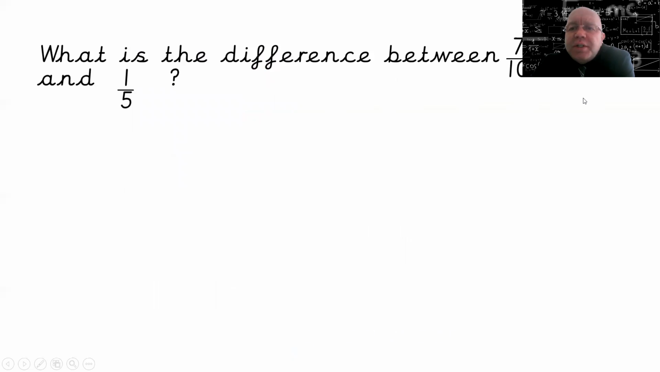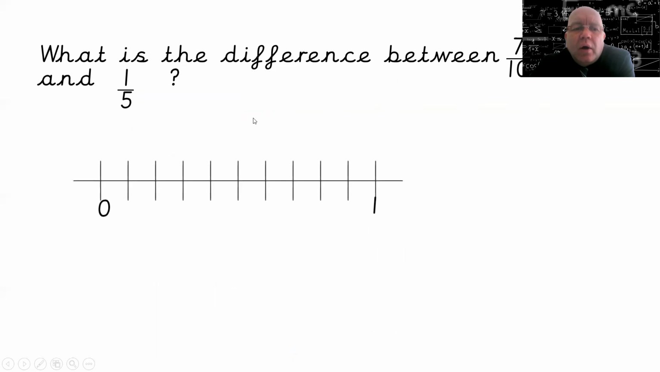Right. What is the difference between 7/10 and 1/5? Now, difference is another word for subtraction. So we want to know the difference. What is 7/10 subtract 1/5? Well, let's look at it on a number line. Here's our number line from 0 to 1, and it's been split into 10 equal pieces. So each one's a tenth.